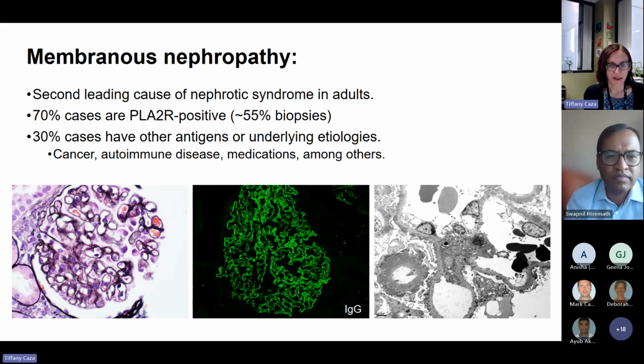70% of patients have positivity against the antigen phospholipase A2 receptor, or PLA2R. This doesn't seem to be the frequency of the biopsied population, though, because you can have a presumptive diagnosis for membranous nephropathy based on PLA2R serology in certain circumstances when patients have preserved renal function. And 30% of cases have other antigens or may have other etiologies that are driving the disease, which include autoimmune diseases like lupus, medications, and others.